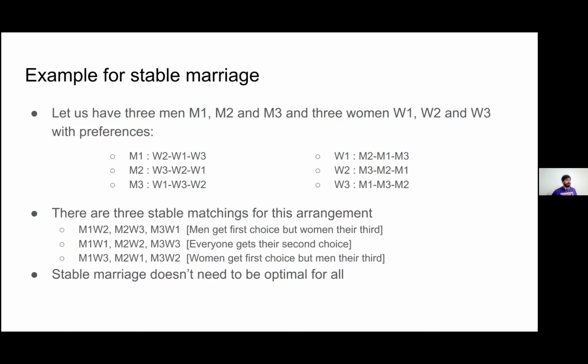Note that in this example, stable marriage doesn't mean that everyone gets their best preference. So stable marriage doesn't need to be optimal for all. All it needs to do is find a stable matching such that the pairs are satisfied with the best preference that they could get.